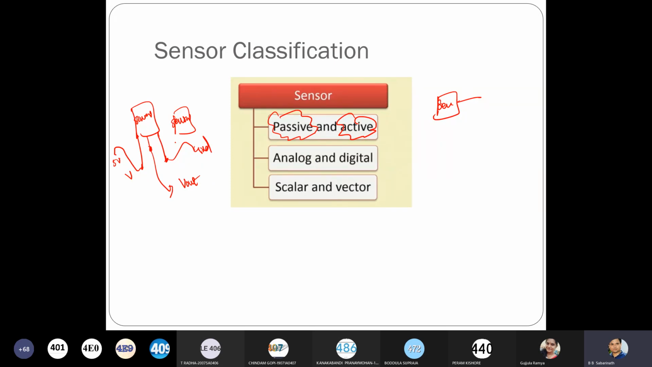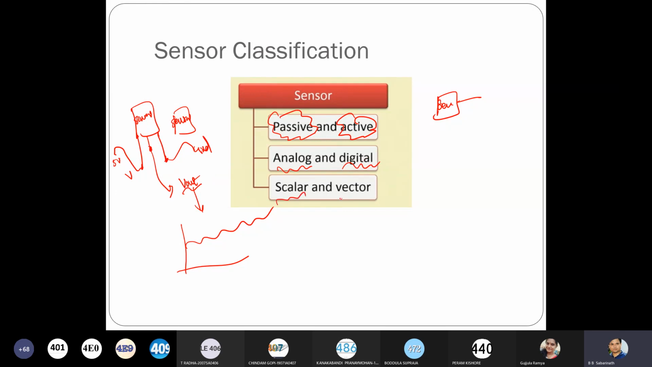Like that we can have analog and digital. If the output is analog, a continuous value, this is a V out, or we can have a digital signal. Based on the output, we can have analog output or digital output.